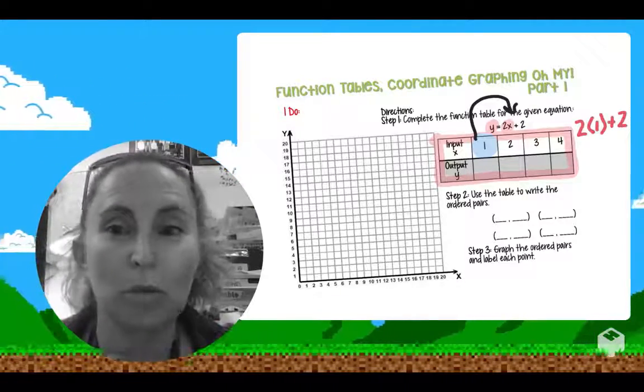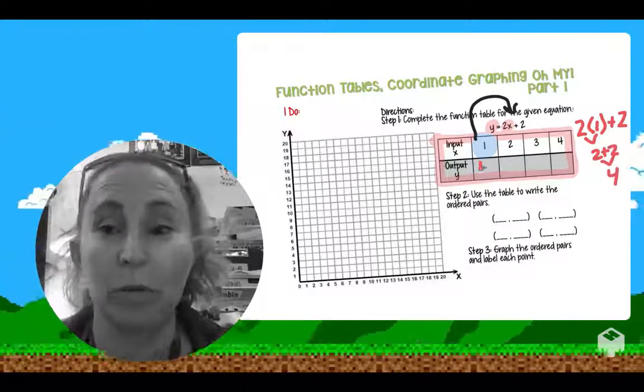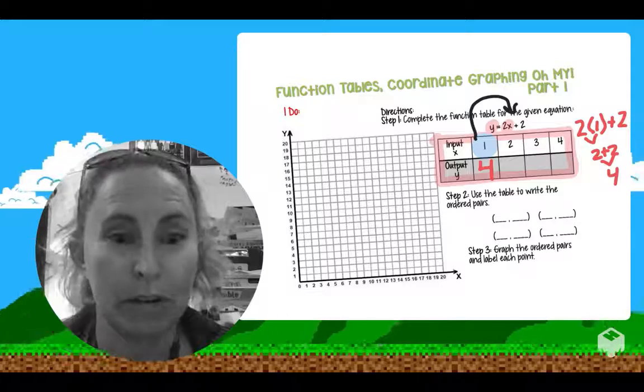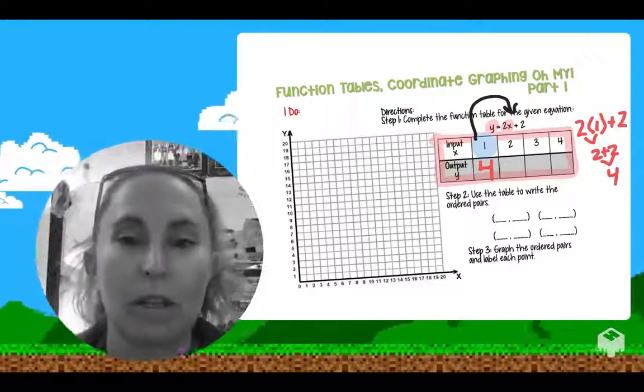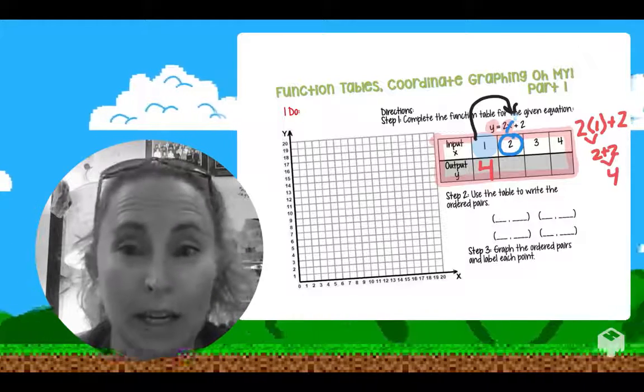I've got two groups of 1 plus 2 more. That's going to give me 2 plus 2 or 4. So when 1 comes in, 4 comes out. I'm going to do the same thing with that next value. My next value is 2. I'm going to plug it in.